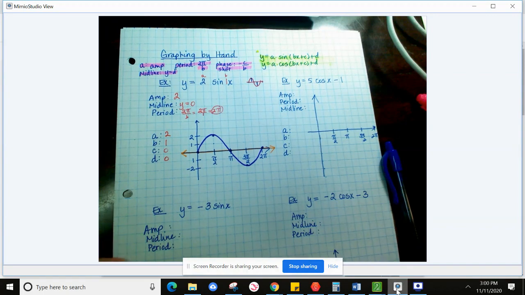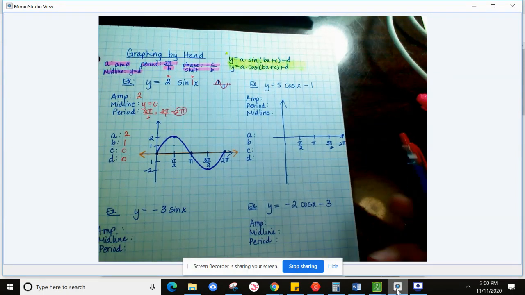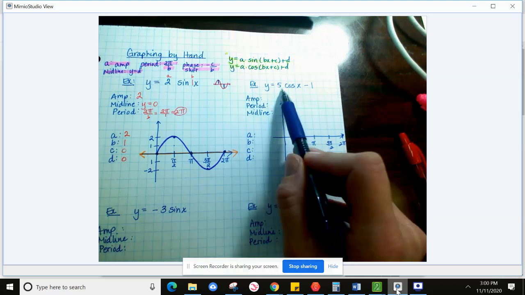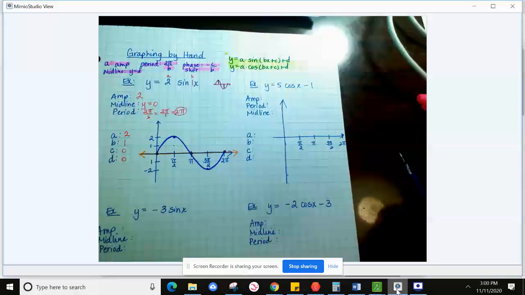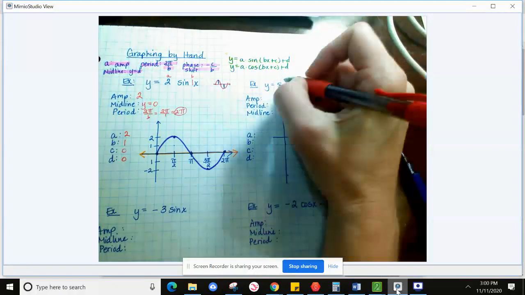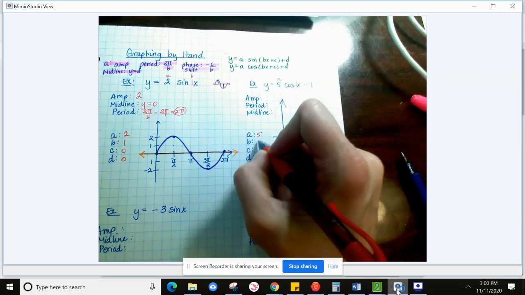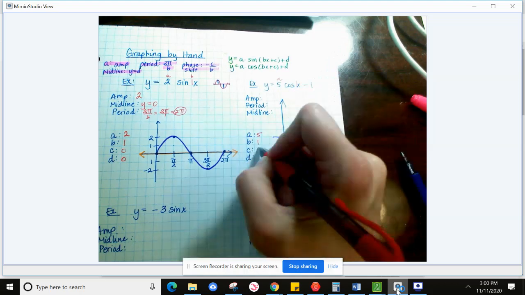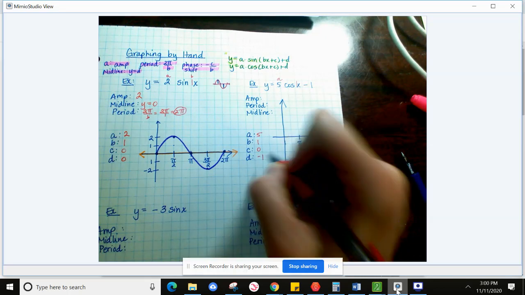All right, let's move on to the next one. It's a cosine curve. Got quite a big amplitude change here from the parent function, and then we do have another vertical adjustment to make as well. So let's do our variables first. So let's look at A, B, C, and D. A is 5. B is, again, just 1. There is no C value because we're not doing a phase shift. And then the D value is -1.